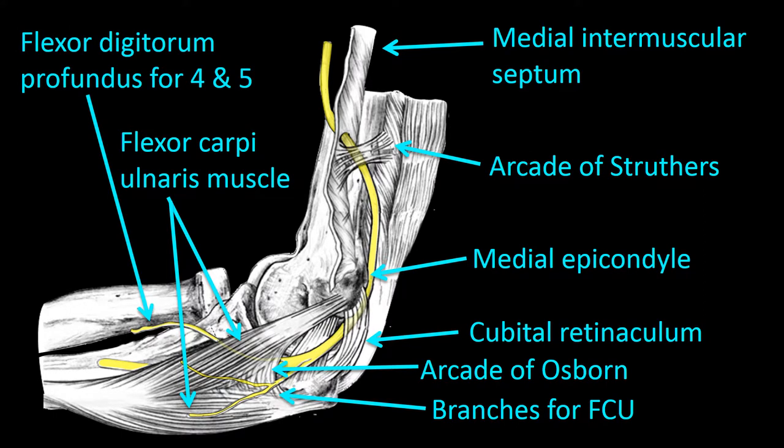The new arrow is pointing to the branch of the flexor digitorum profundus for the fourth and fifth fingers. The last structure I want to show you in this figure is the main trunk of the ulnar nerve as it travels to the hand.